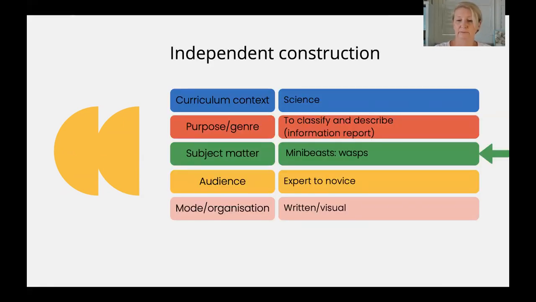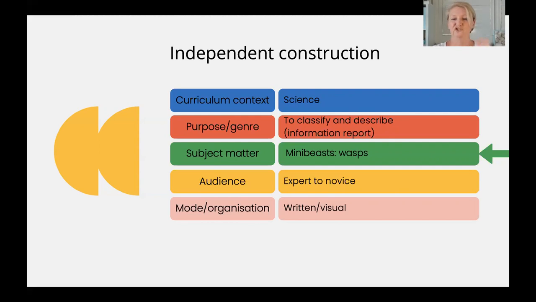Let's have a look at an example based on what I was just mentioning. So this might be a science unit, okay, where the purpose for writing is to write an information report in which the purpose will be to classify and describe generally. That tends to be what reports do. The subject matter might be something like it's a science topic on mini beasts. And maybe the independent piece of writing we're going to get students to write is on wasps. Maybe we've been observing wasps. We've been researching wasps.